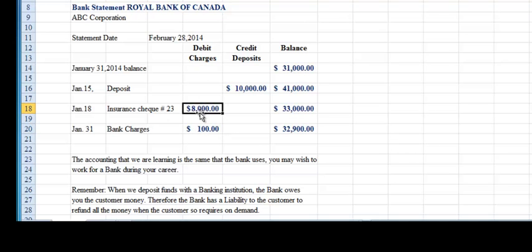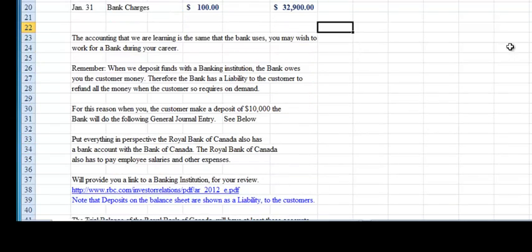So there's a lot of confusion, because when we look at the general ledger, we see that an increase of an asset is a debit balance, and here it's actually the opposite. So here we go. The accounting that we are learning is the same that the bank uses. You may wish to work for a bank one day.